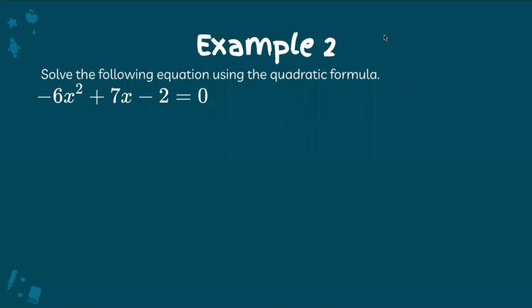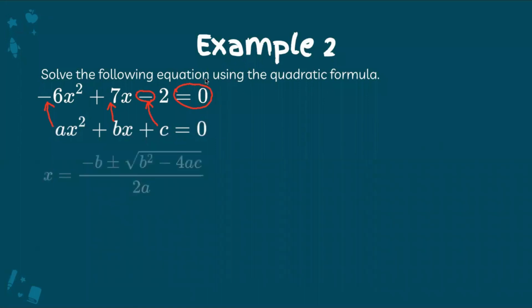Here is another example for us to try. We're going to solve this quadratic equation using the quadratic formula. First thing I like to do is make sure that our equation is equal to 0. In this case it is, so we can move on to identifying our a, b, and c values. Remember, the form is ax squared plus bx plus c. Now we can identify a, b, and c. A is going to be negative 6, b is going to be positive 7, and c is going to be negative 2. Remember to pay attention to the sign in front of your numbers.